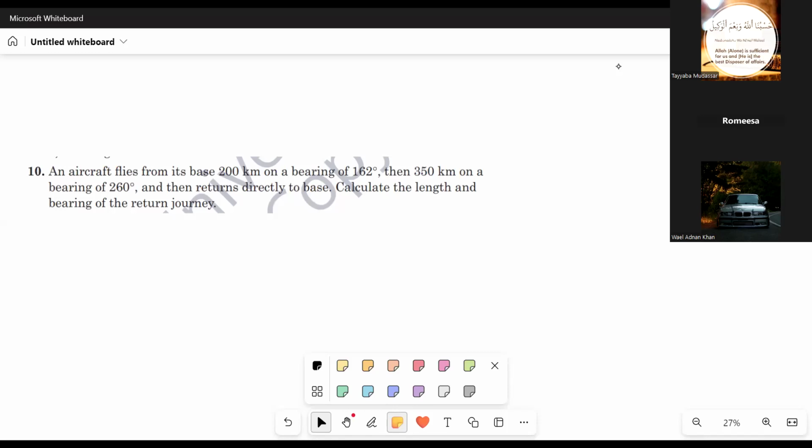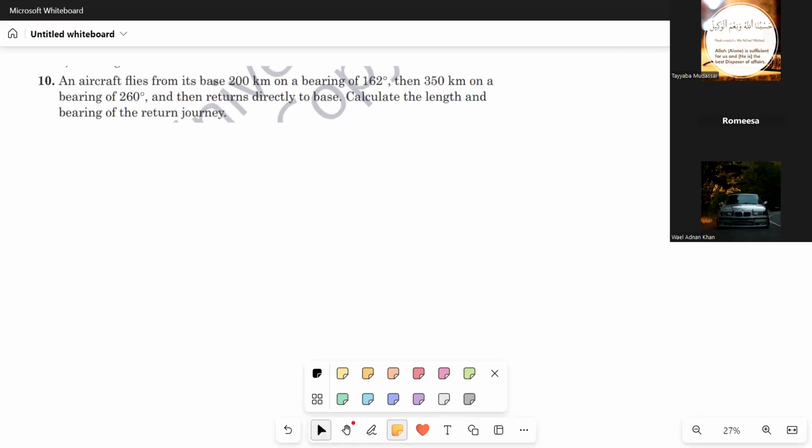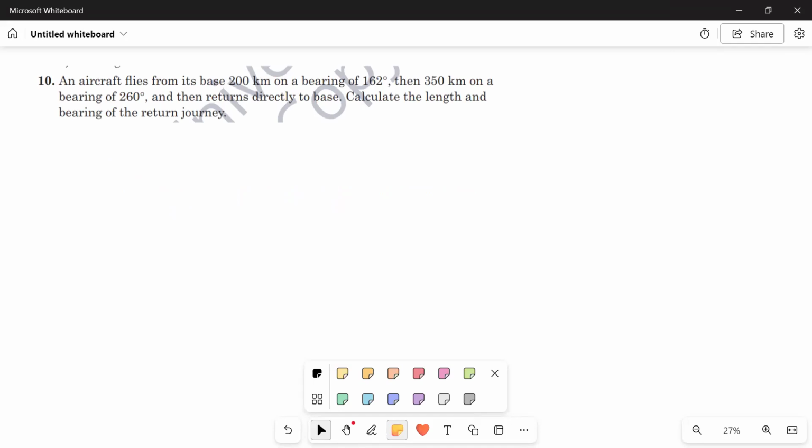Question number 10. An aircraft flies from its base 200 kilometers on a bearing of 162 degrees, and then 350 kilometers on the bearing of 260 degrees, and then returns directly to the base. Calculate the length and bearing of the return journey. Okay, so first, an aircraft from its base is 200 kilometers on the bearing of.